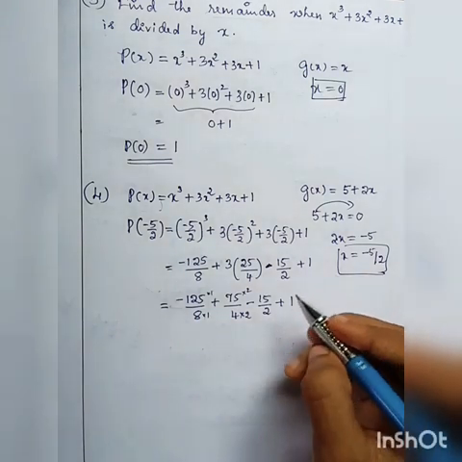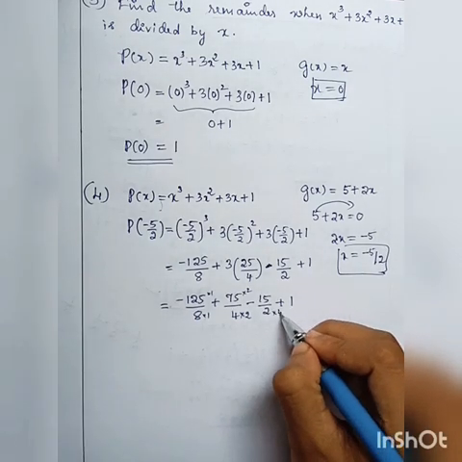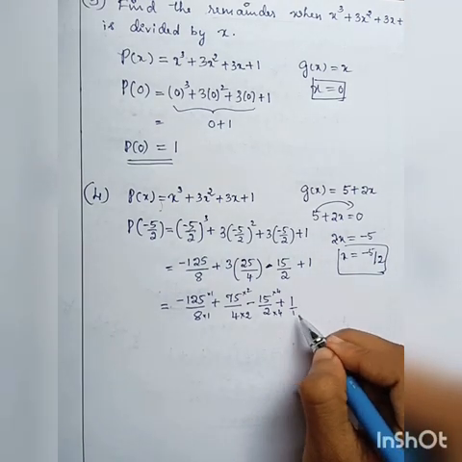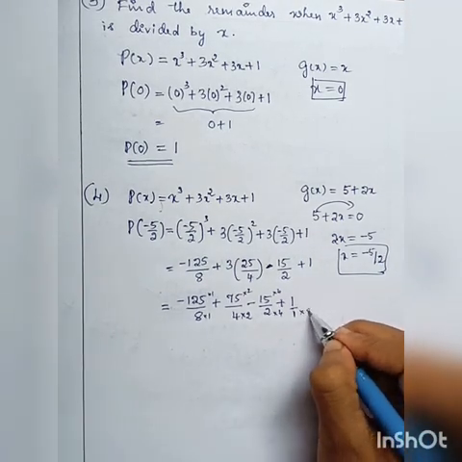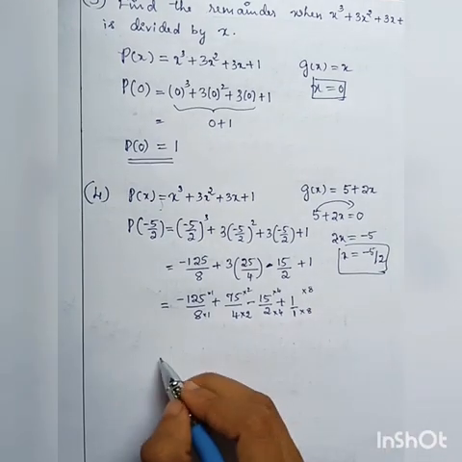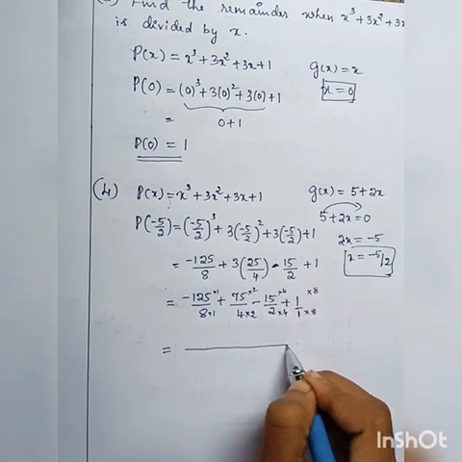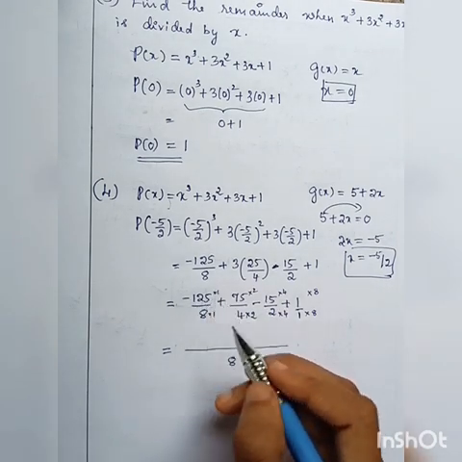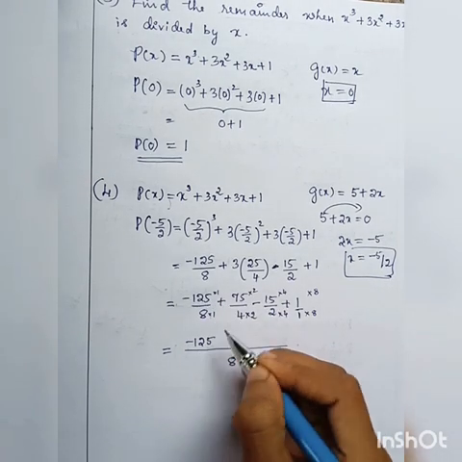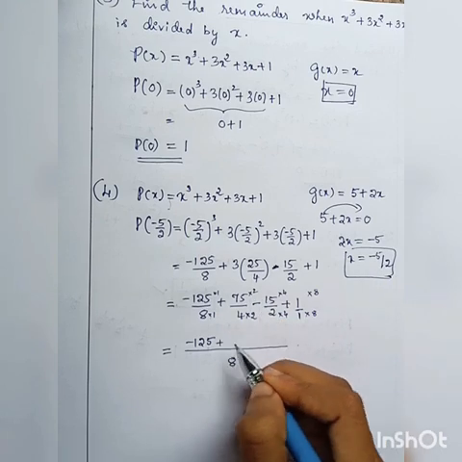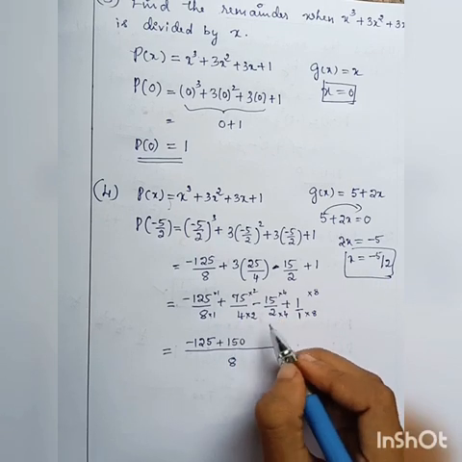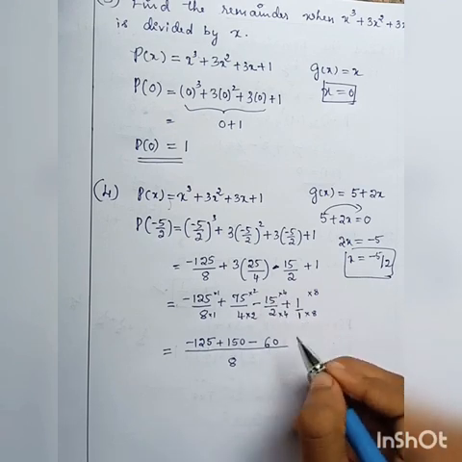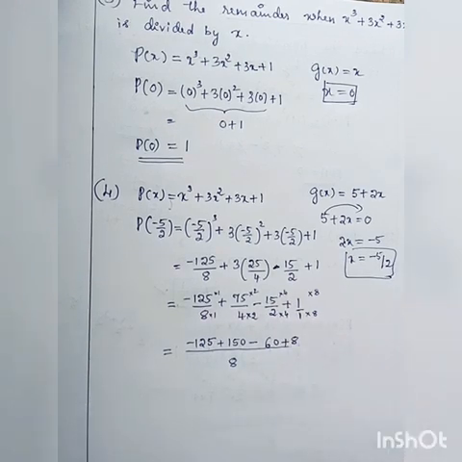1s are, no need to write. 2 how much are 8? 2 4s are 8. The same thing you have to multiply to the numerator also. For the denominator 1, 1 how much are 8? 1 8s are 8. So in the next step we got the denominator as 8, the same common. So the numerator: minus 125 into 1 is minus 125. 75 into 2 how much? 150. Minus 20, 60 plus 8.